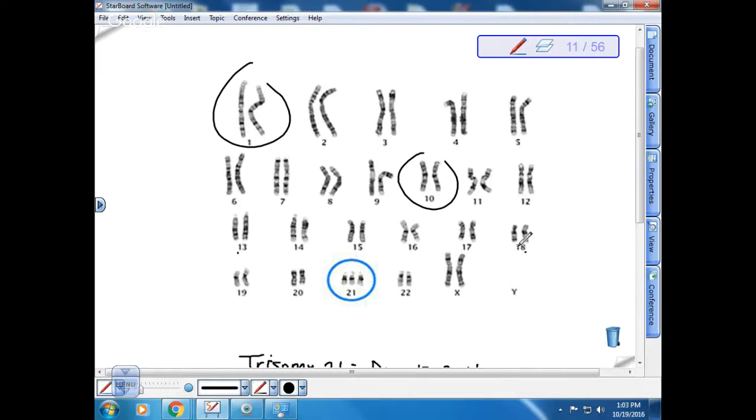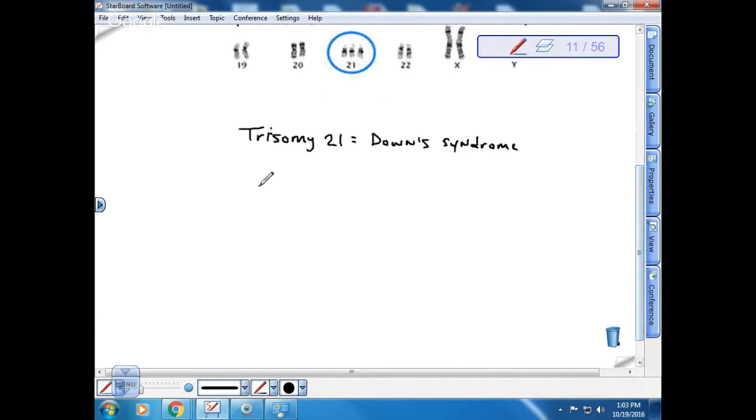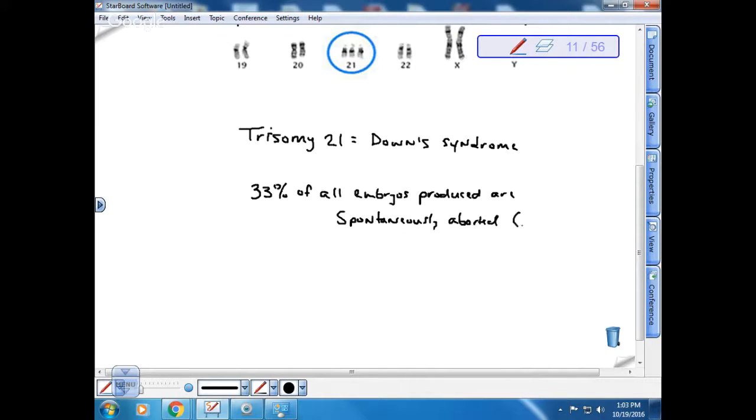And you would never see them with just one copy of the 21st chromosome, because that is also lethal. So when we look at embryos, they estimate that 33% of all embryos produced are spontaneously aborted. And most of these are before the female even knows she is pregnant.